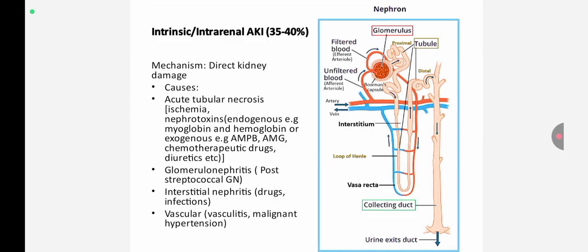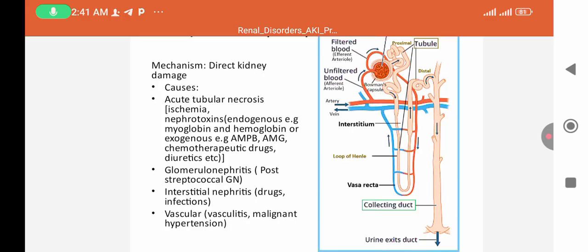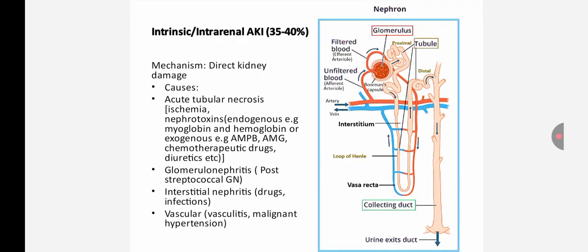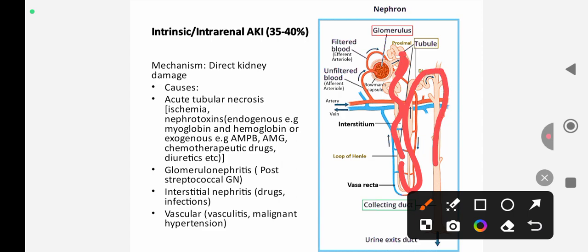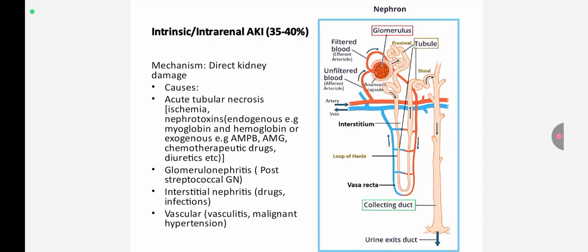What are the causes? Number one is we have acute tubular necrosis. So this is one of the causes of intrarenal AKI, acute tubular necrosis. So these are the tubules, these things here, these are the tubules. And they are actively reabsorbing and secreting certain substances. So it's important that there is adequate blood supply to them. So it's important that there is optimum blood supply.